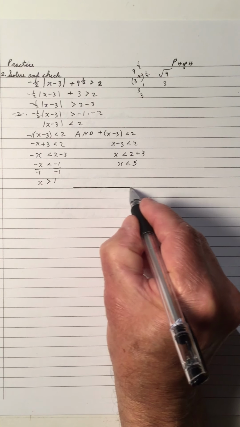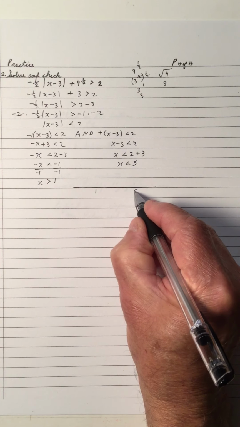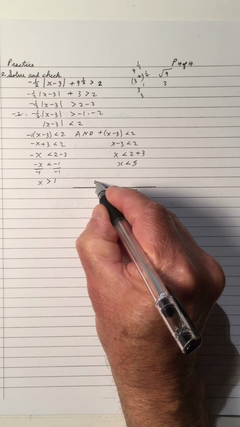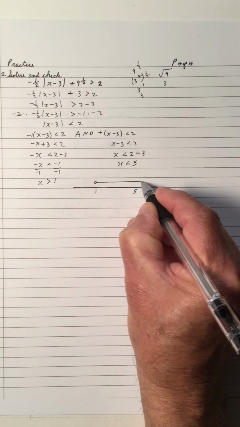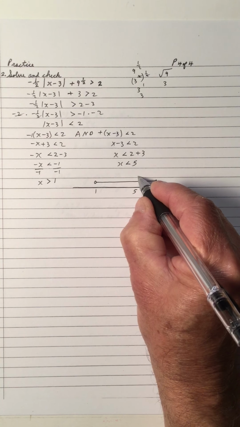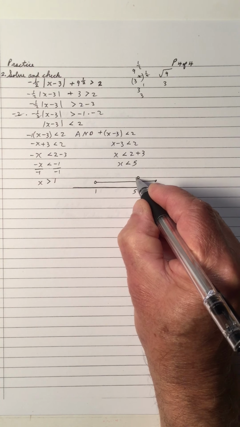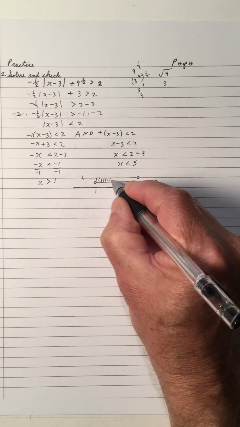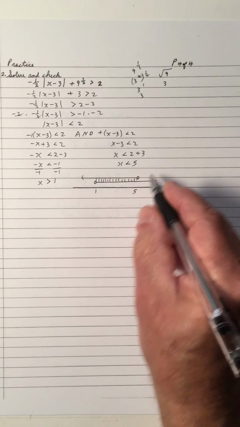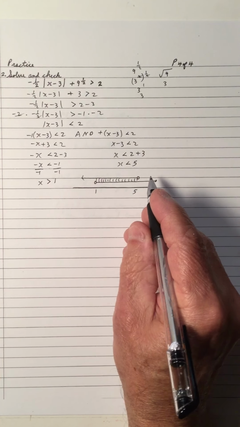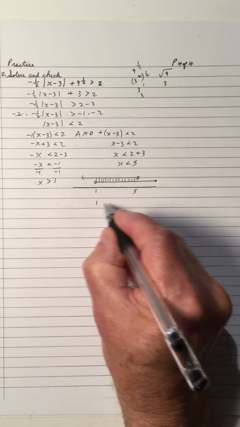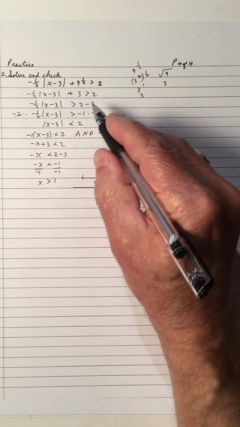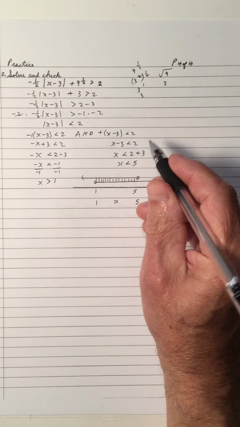And just to draw the number line, we have a 1 and a 5. And greater than 1 is a hollow dot, no equal sign, going to the right. Less than 5 is a hollow dot, no equal sign, going to the left. So notice an and is the intersection. What's in both sets? And the numbers that are in both sets is 1, 5, x is in between those two.